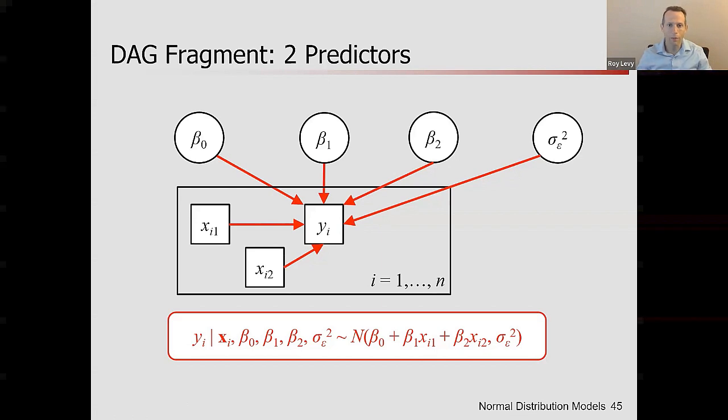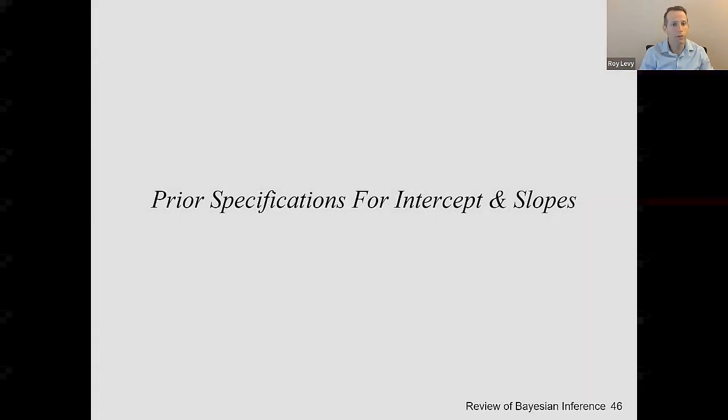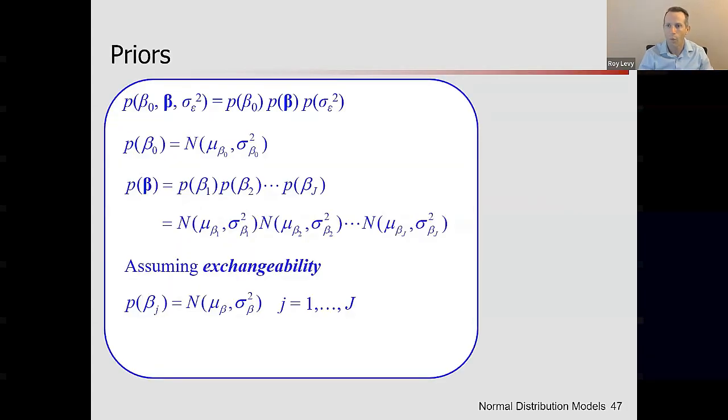I've gone through that a little quickly because that's not the distinctly Bayesian part. This is regular old conventional regression, linear regression, assuming errors are normally distributed. The distinctly Bayesian part is prior specifications. We're going to start with the intercept and slopes, and we'll get to the error variance in a moment. What are all of our unknown parameters? An intercept, one slope for every predictor, however many predictors we have, and the error variance.